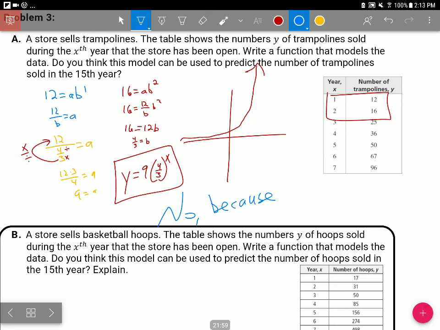Big fat no. I'm going to say no because exponentials get real big real fast. They head to infinity very quickly. So here's the deal. It might be accurate in the lower regions, but as it goes to infinity, it's going to be way off. All right, and that's what we got.